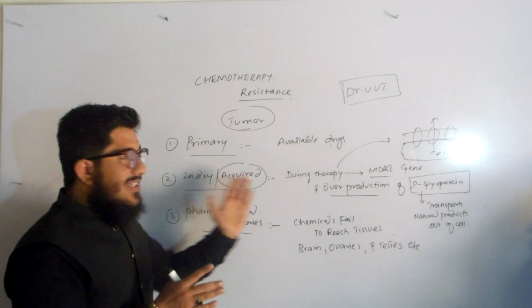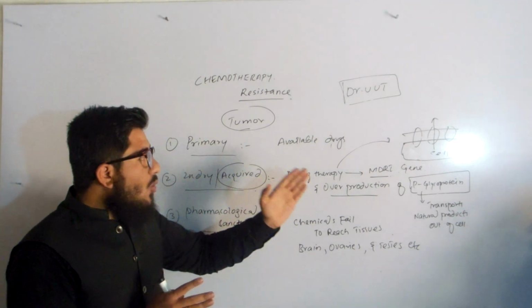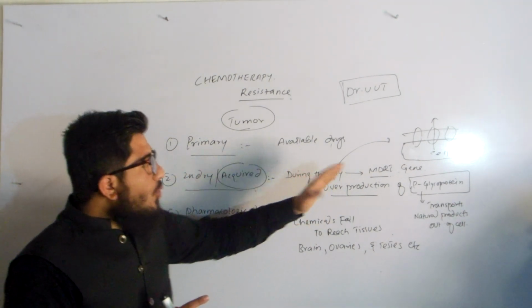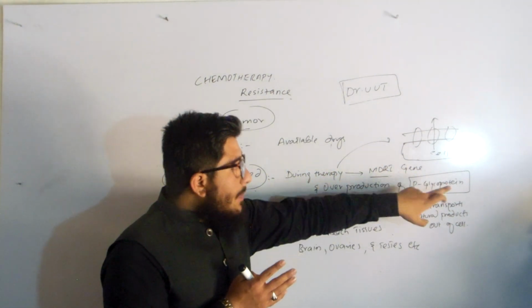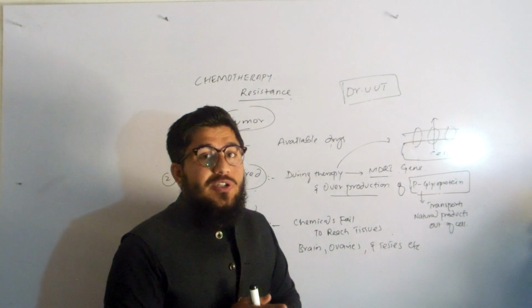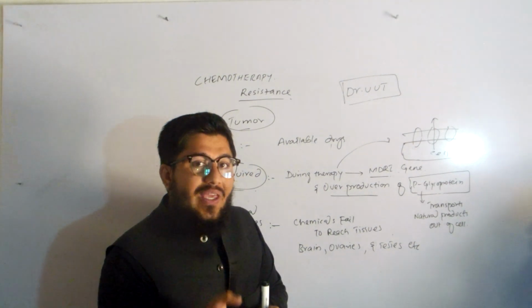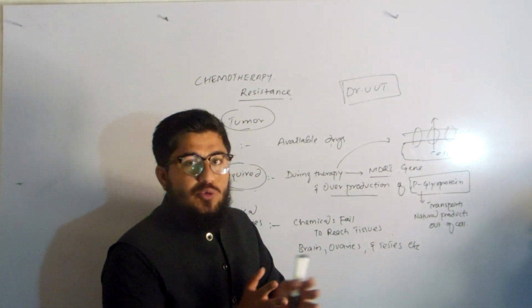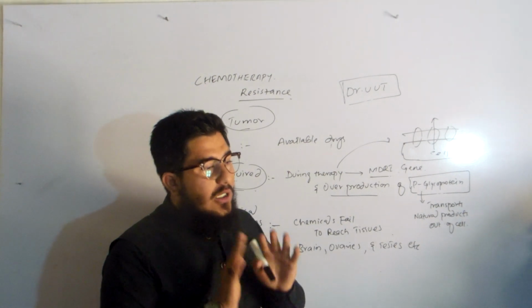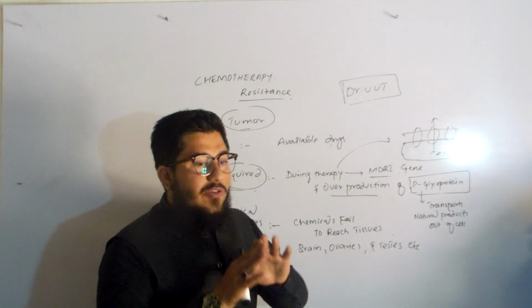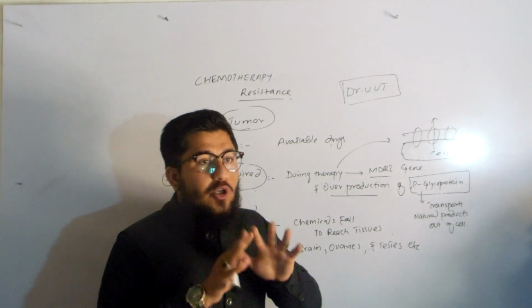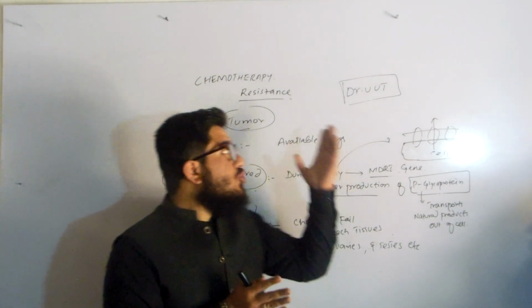In short, what is secondary acquired resistance? It is acquired during therapy by means of activating the MDR1 gene, which will produce P-glycoprotein, and this P-glycoprotein is responsible for throwing outside of the cell all those medications, all those drugs, all those natural products. If they are not getting inside the cell, they will not accumulate inside the cell and they will not show their toxic effect on those tumor cells.